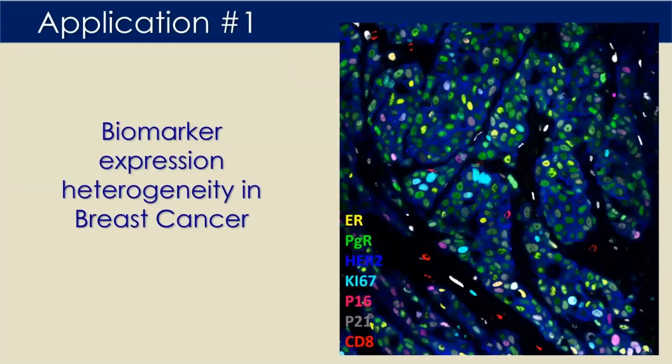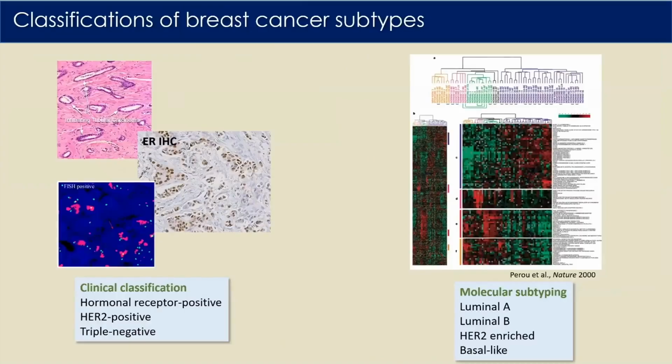So for the first application, I will talk about our work studying biomarker expression heterogeneity in breast cancer. In the clinical pathology lab, breast cancers are classified into different grades and groups based on the morphology and the immunohistochemical staining of biomarkers of estrogen receptor, progesterone receptor, HER2/neu, which is also often confirmed with fluorescent in situ hybridization staining.